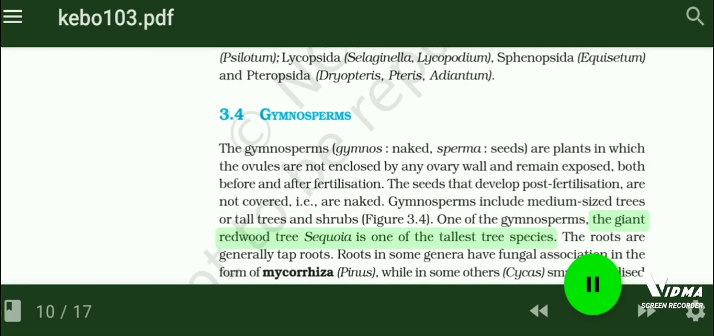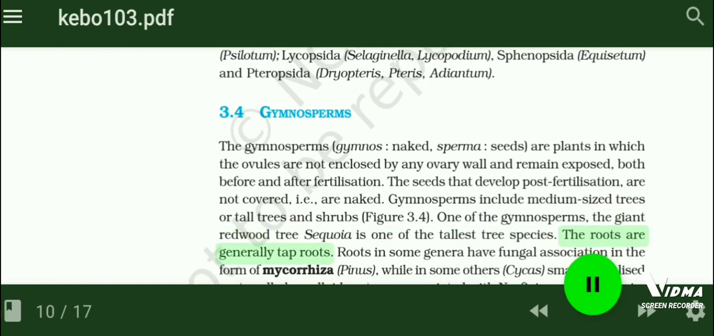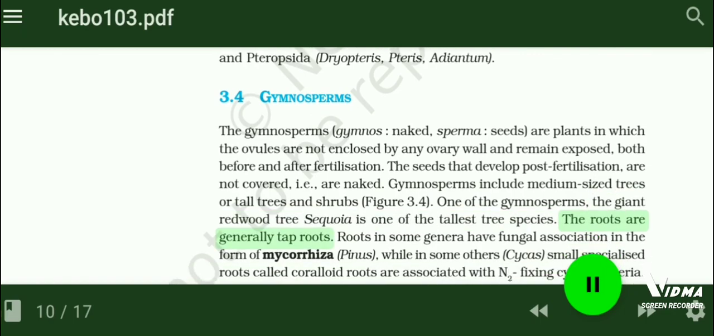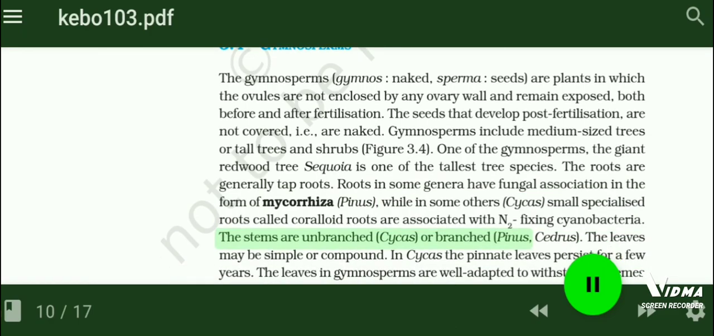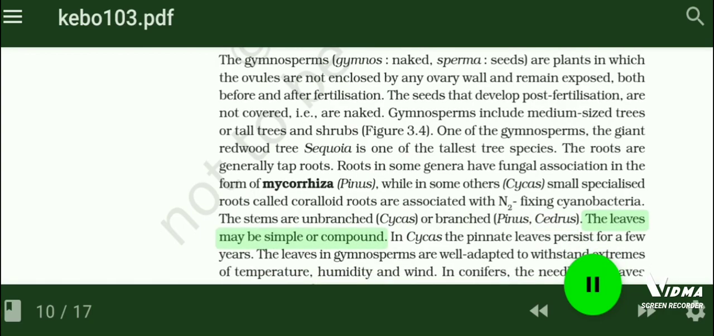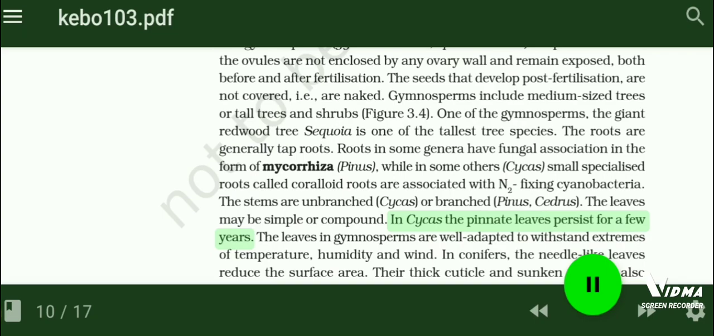3.4 Gymnosperms. The gymnosperms (gymnos: naked, sperma: seeds) are plants in which the ovules are not enclosed by any ovary wall and remain exposed, both before and after fertilization. The seeds that develop post-fertilization are not covered, i.e., are naked. Gymnosperms include medium-sized trees or tall trees and shrubs. One of the gymnosperms, the giant redwood tree Sequoia, is one of the tallest tree species.